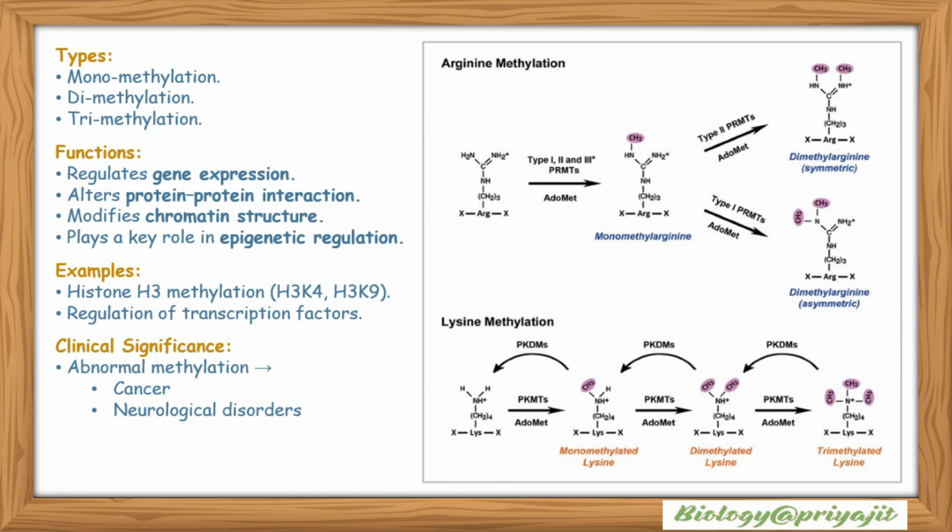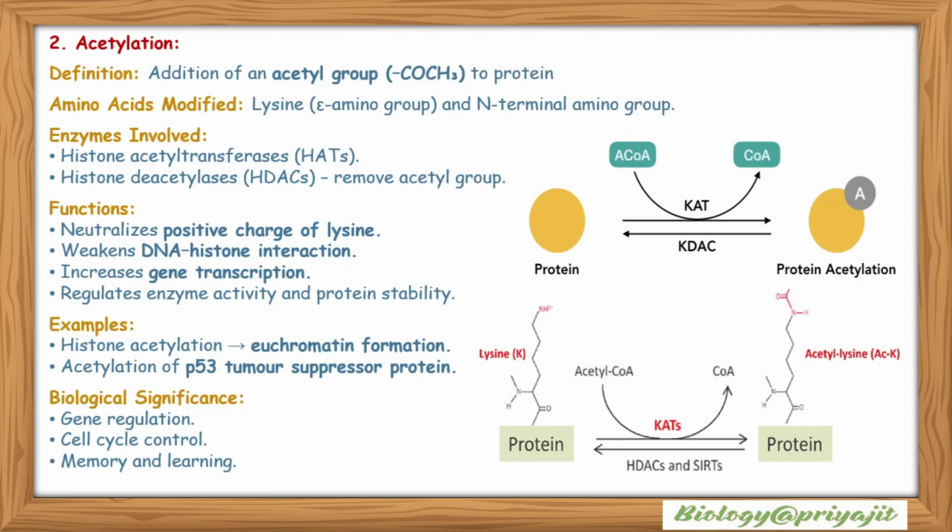There are examples of methylation. Clinical significance: we know that abnormal methylation can induce cancer, the transformation of normal cells into cancerous cells, and also it promotes neurological disorders. So this is the image showing arginine methylation, and this is lysine methylation.